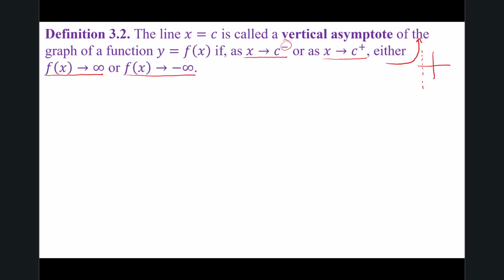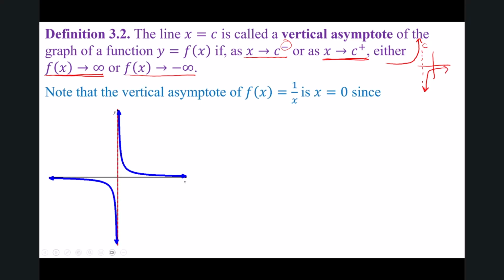We can see as x is approaching c, this line x equals c, the graph is going up. So f of x is approaching infinity. If it was going down, it would be approaching negative infinity. And this other one, x approaches c from the right with that little plus sign, just means what's happening if we're getting closer and closer to c from the right.